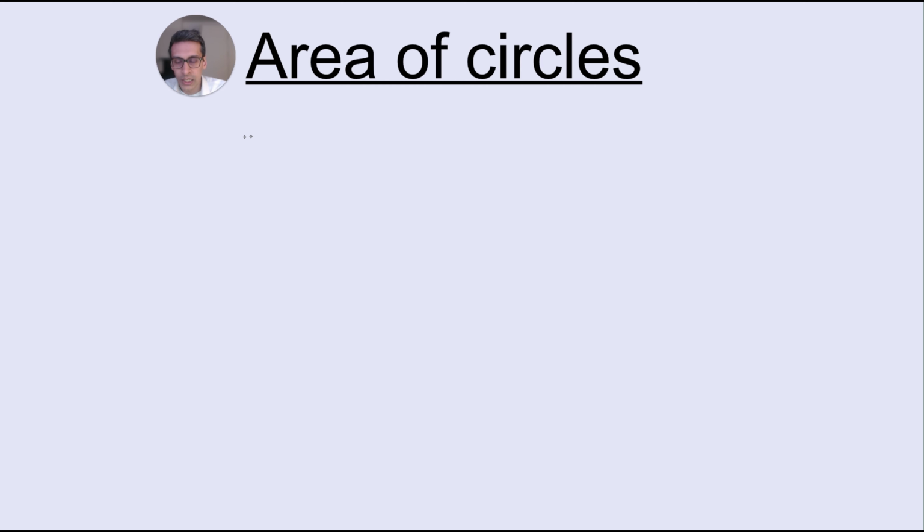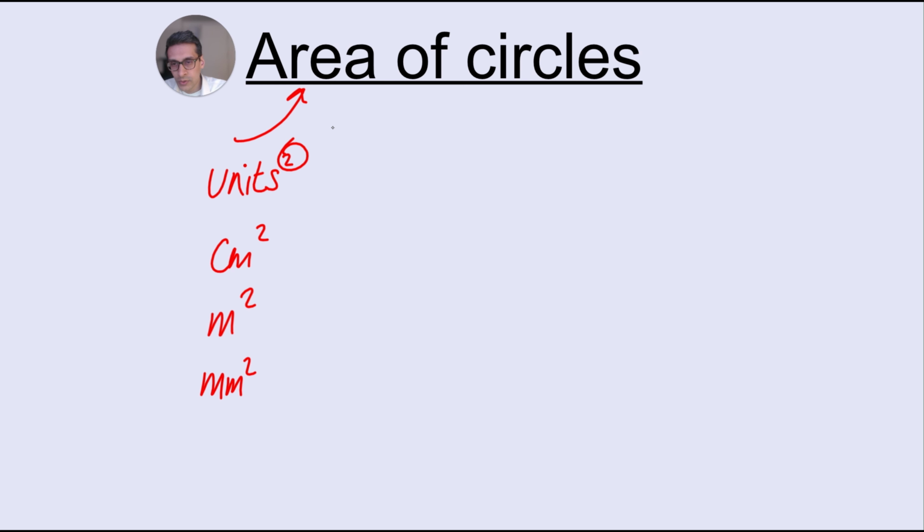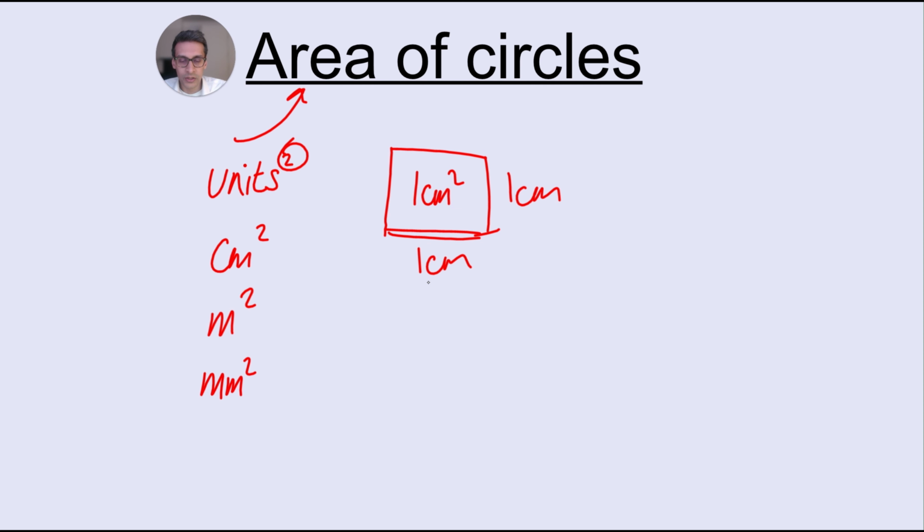So first of all, we just need to recap what area actually is. Now you might recall that area is just a measure of the amount of space that a 2D shape takes up, and it's usually measured in units squared. So that, for example, might be centimeters squared, meters squared, millimeters squared, and so on. And when we do the squaring, it's literally because we are multiplying two different lengths. So 1 centimeter by 1 centimeter. The area of a square like this is 1 centimeter squared because we're doing centimeters times centimeters. So it is literally a square.